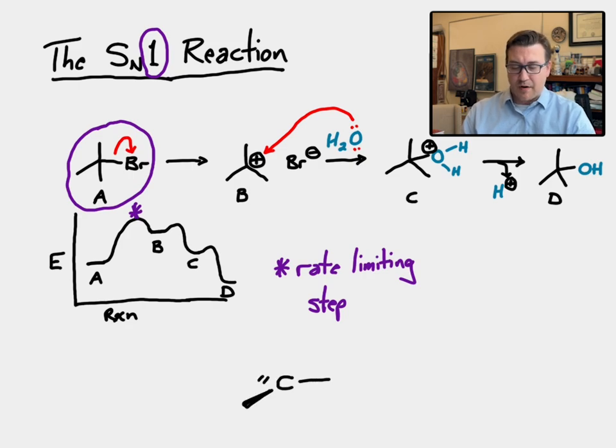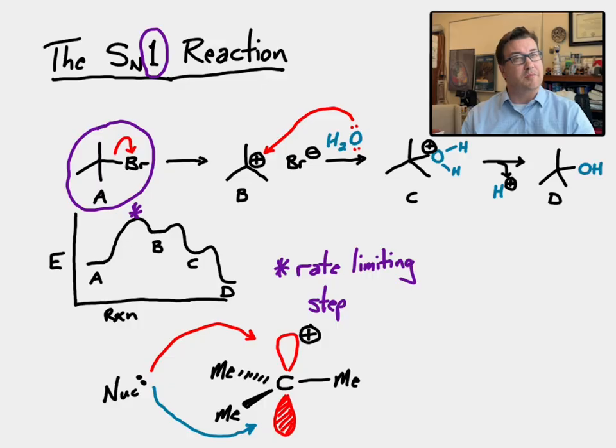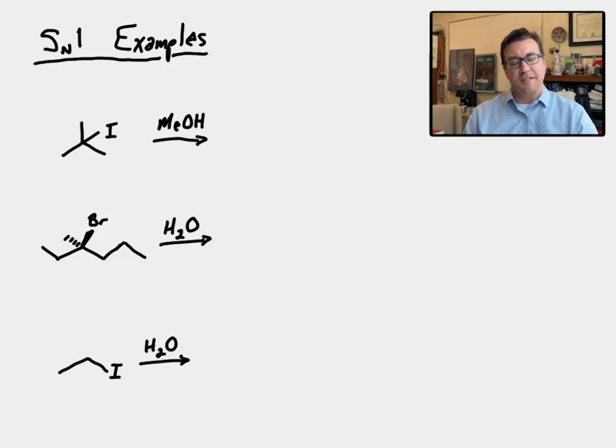Let's look a little bit more at the nature of the carbocation. If you look at this carbocation that came from tert-butyl bromide, you'll see that it is planar. Because it's planar, the nucleophile can actually approach from either side. This means that if the molecule had a handedness or a stereogenic carbon at that position, you're going to lose that stereogenic or chiral information. Let's look at some examples.